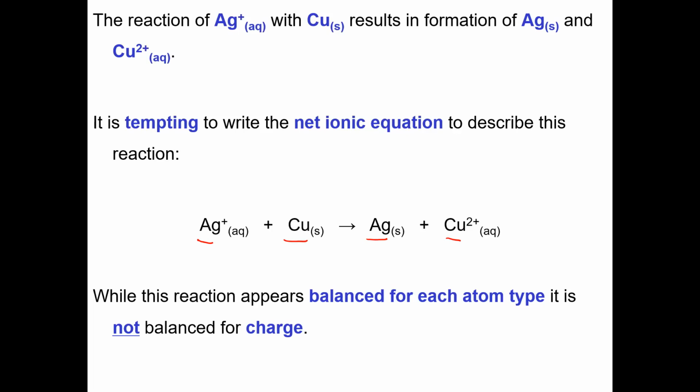And it is correct that this reaction is balanced for each of the atom types that are present. So in both the reactants and the products, we have 1 silver and we have 1 copper. However, if you're observant, you'll see that along the way, we gained a positive charge, which means that an electron got destroyed. This equation doesn't balance for charge. We have to do something to make it balance for charge because we can't just have electrons disappearing and appearing out of nothingness.